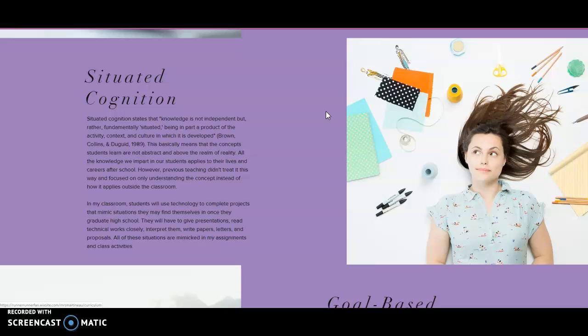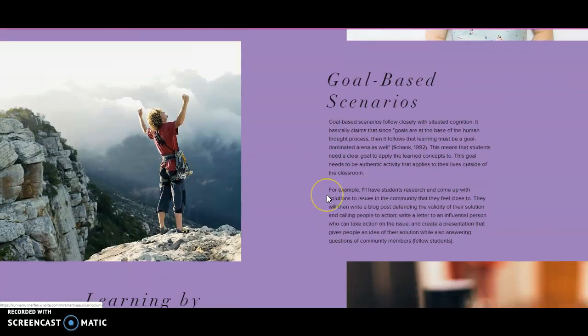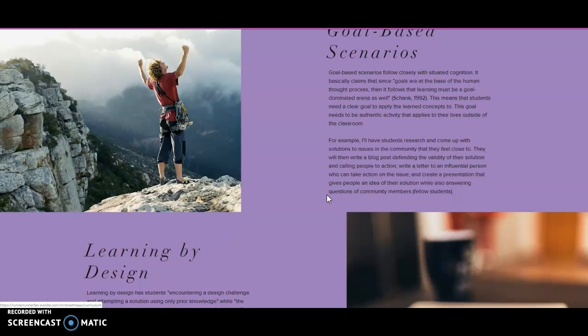Situated cognition. My students will be using technology to complete projects that mimic situations that they'll be using in their daily lives once they graduate. Things like giving presentations, reading technical work closely, writing things for a variety of audiences in a variety of tones. Goal-based scenarios basically gives them a specific goal that they're supposed to be using these concepts for.